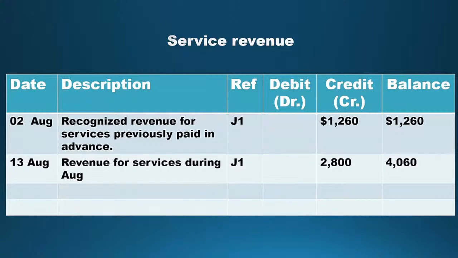Service revenue ledger. 1. Date. Write the date, August 13. 2. Narrative. Add the narrative. Recorded revenue for services performed during August. 3. Reference. Include the journal reference, J1. 4. Amount. Enter $2,800 in the credit column. We credit service revenue because revenue increases on the credit side.